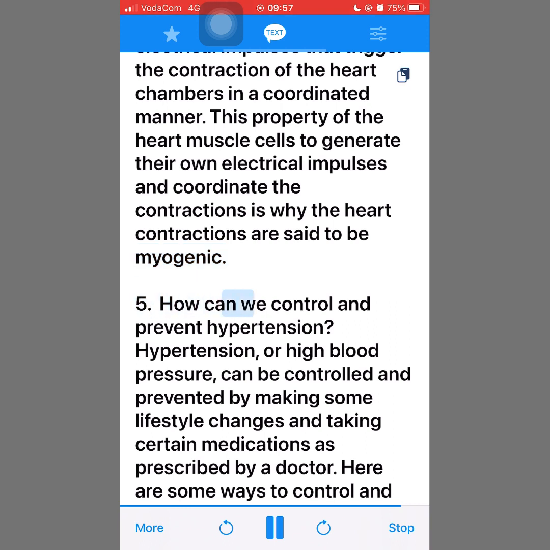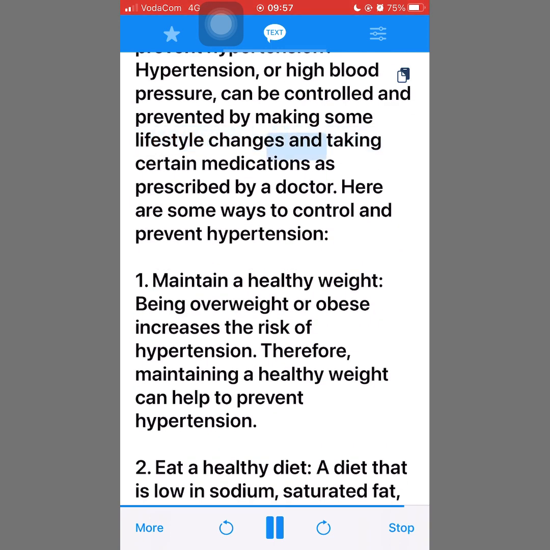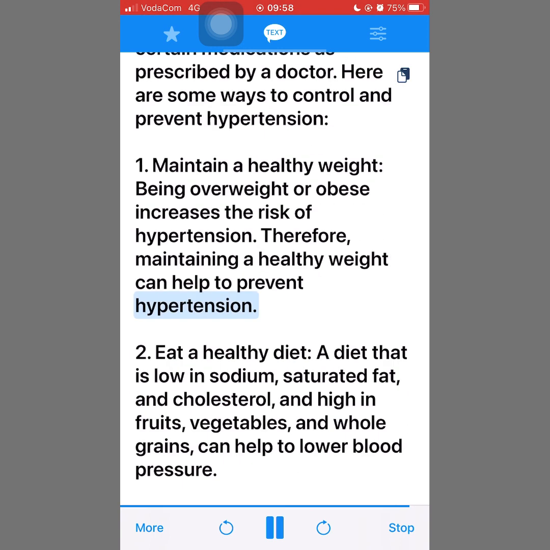5. How can we control and prevent hypertension? Hypertension, or high blood pressure, can be controlled and prevented by making some lifestyle changes and taking certain medications as prescribed by a doctor. Here are some ways to control and prevent hypertension. 1. Maintain a healthy weight. Being overweight or obese increases the risk of hypertension. Therefore, maintaining a healthy weight can help to prevent hypertension.